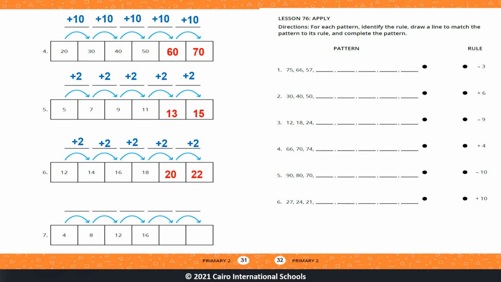The last one, the pattern in question number 7: 4, 8, 12, 16. So is this pattern increasing or decreasing? Yeah, it's an increasing pattern because numbers are getting bigger. So we will write plus in the pattern rule. Increasing by what? Subtract the first two numbers. 8 minus 4 equals 4. 12 minus 8 equals 4 also. So the pattern rule is plus 4. Plus because the pattern is increasing, and 4 because each time we are adding 4.